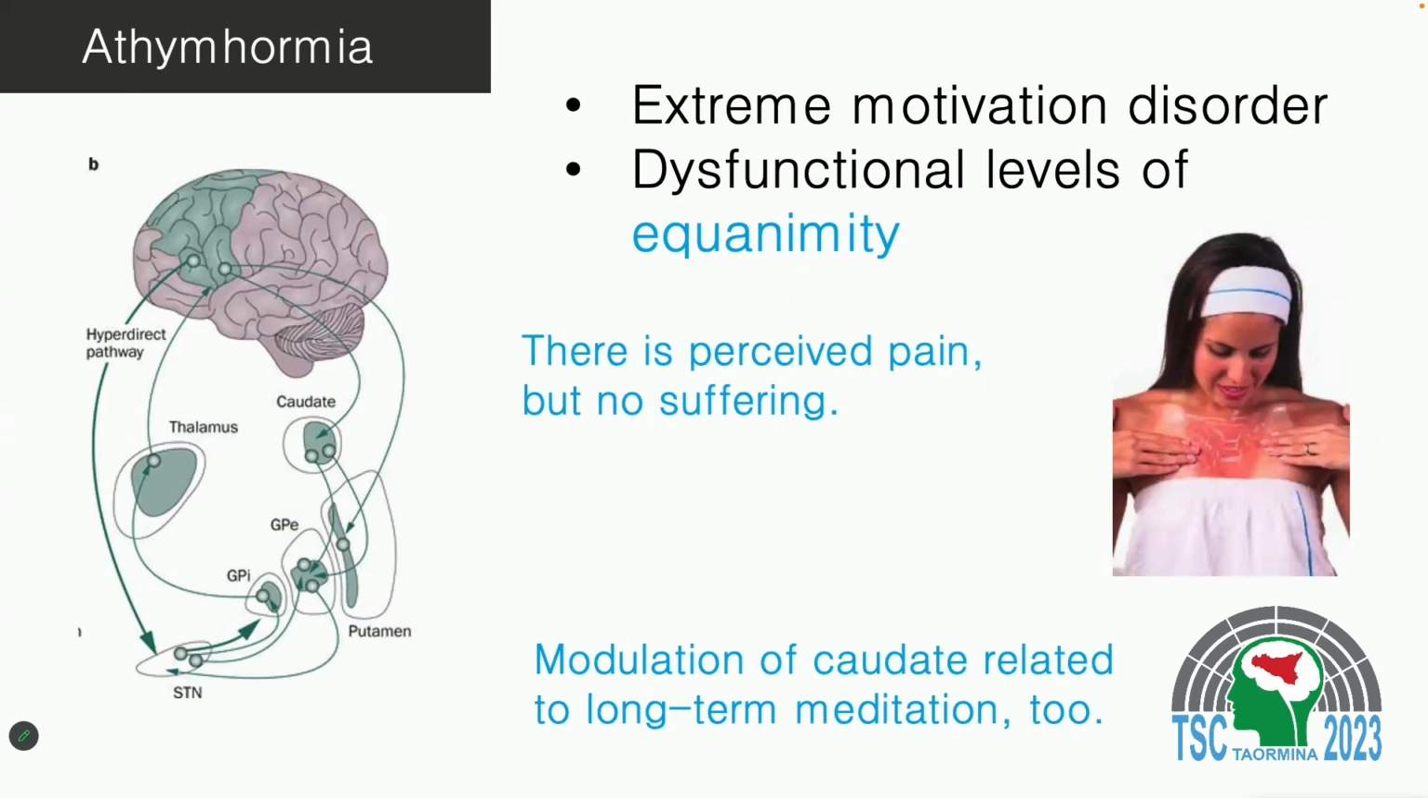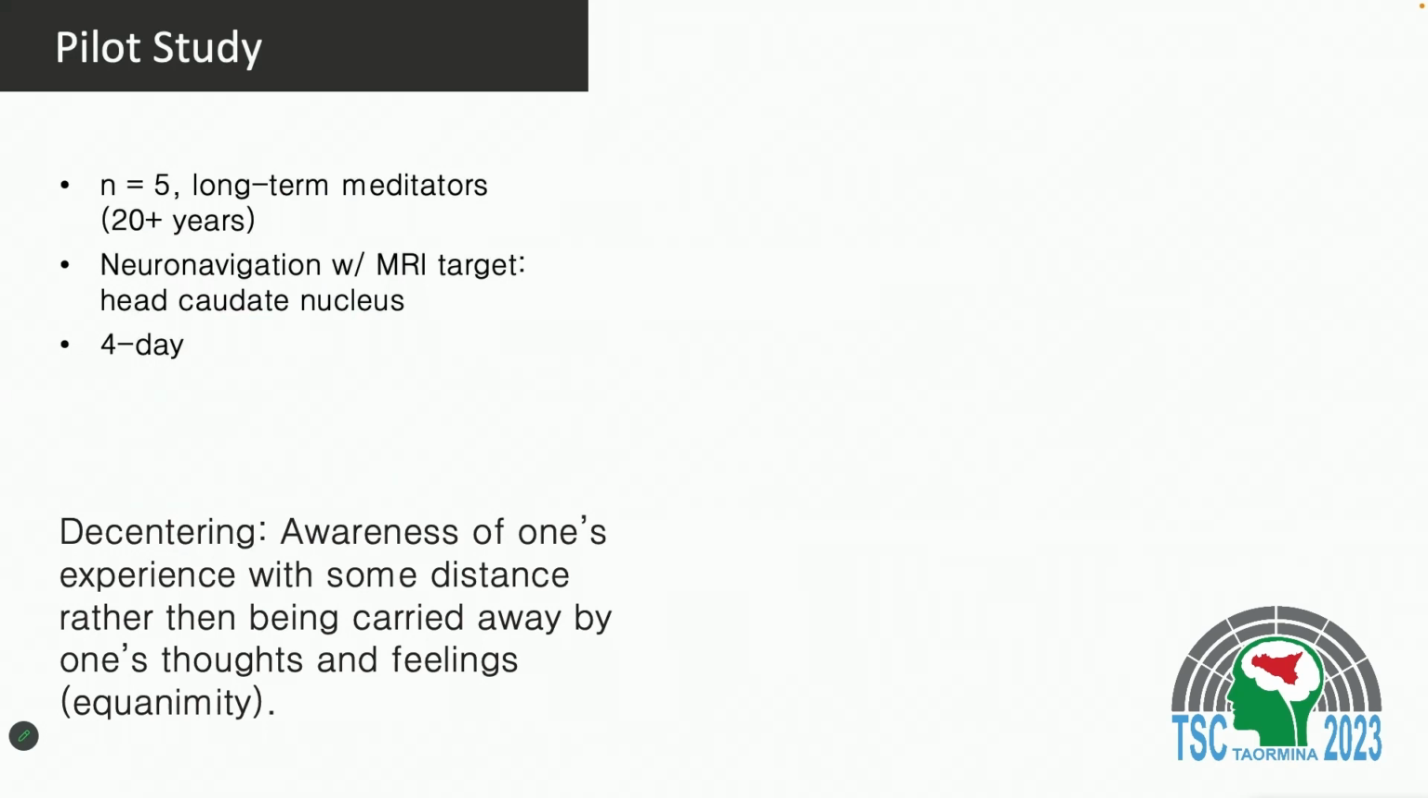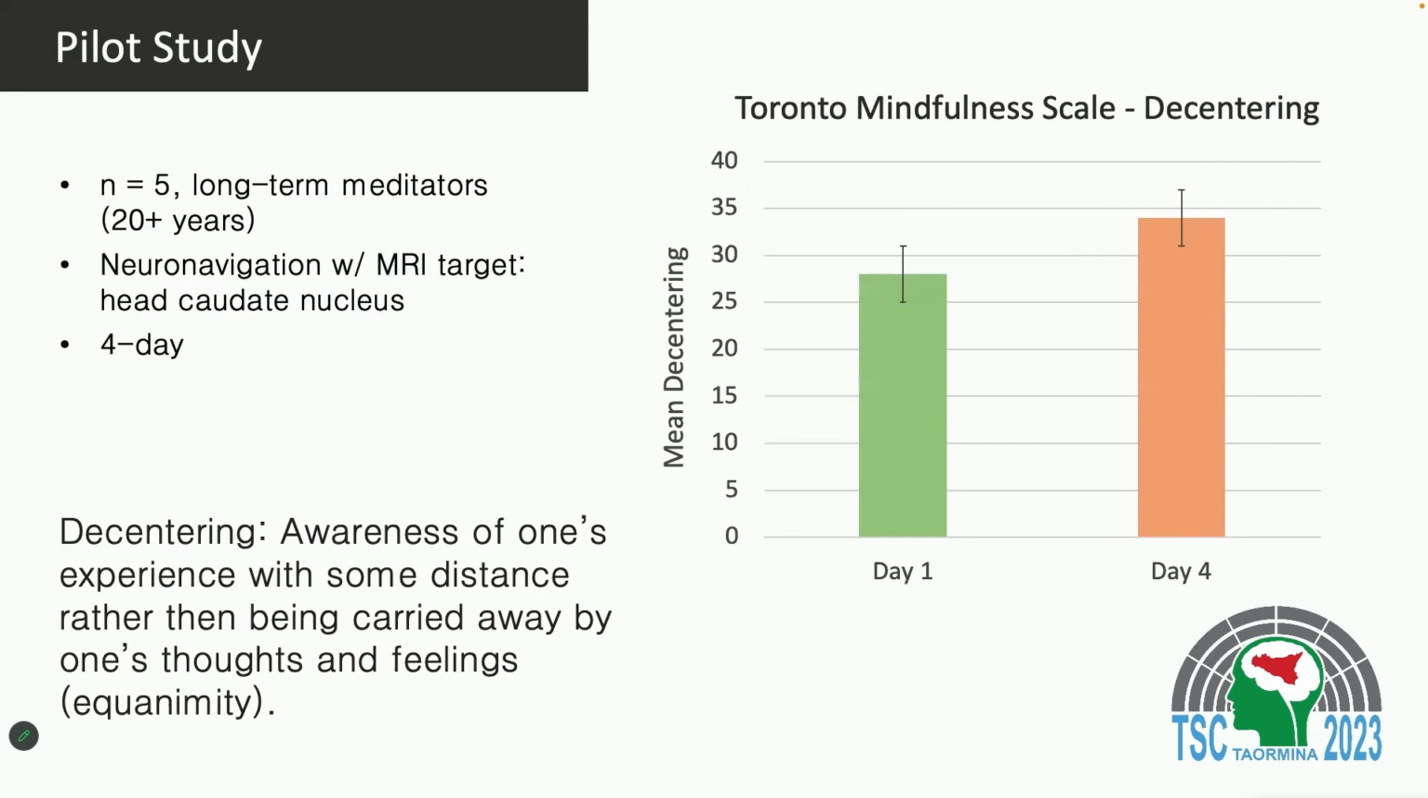And so we did this in some very advanced meditators at first over a 4-day experiment where they were getting placebo in one of those days. And basically, we targeted the bilateral basal ganglia in these individuals and asked them to self-report their meditation states. And basically, what we find is that long-term meditators are very high on these meditation scales, not surprising. But after the 4 days of ultrasound to the basal ganglia, the 4 sessions, we found a significant increase in decentering, which is perhaps one way to measure equanimity, although not a great measure.